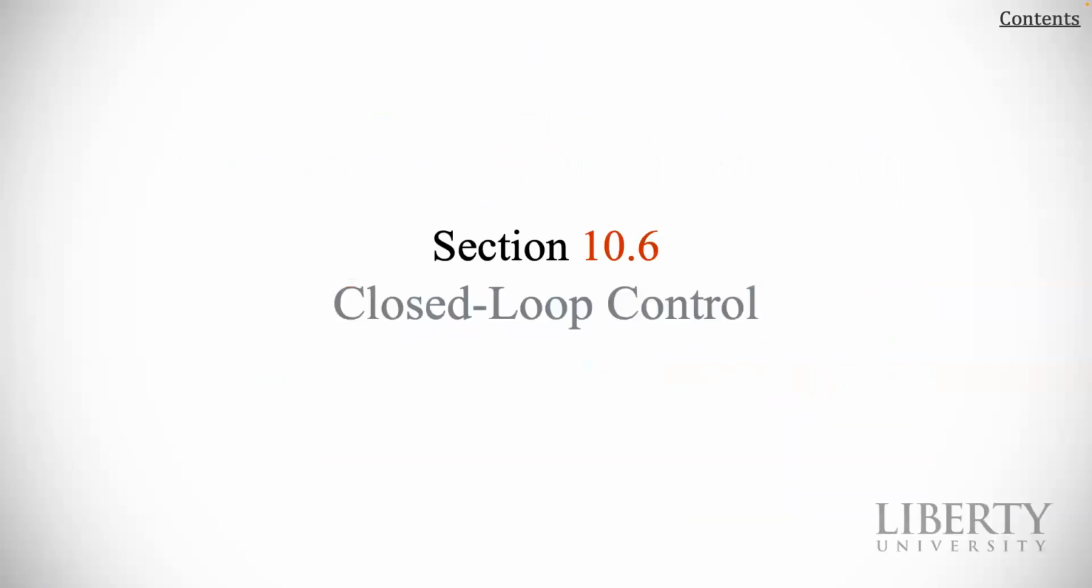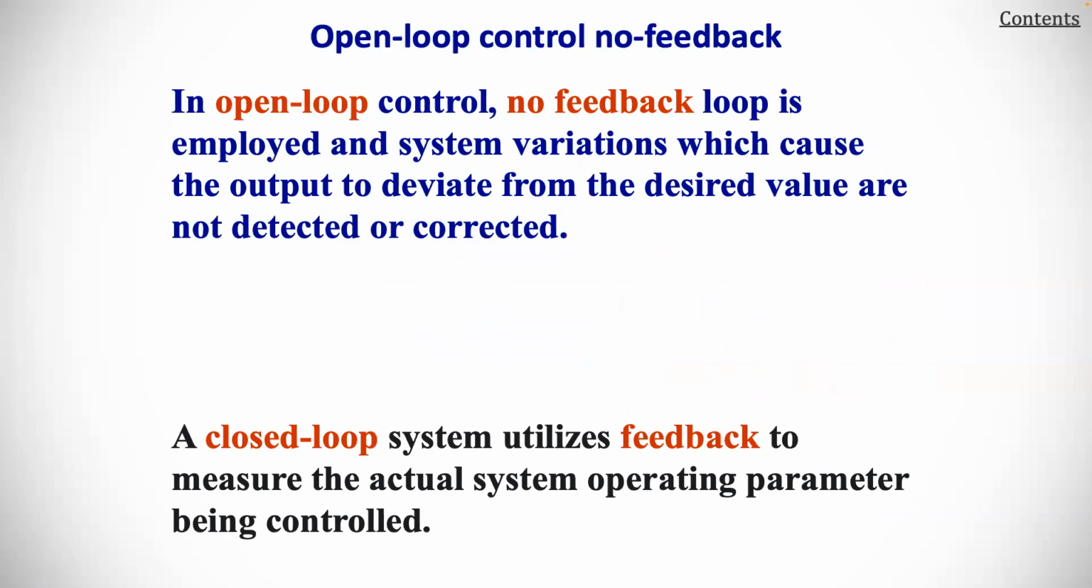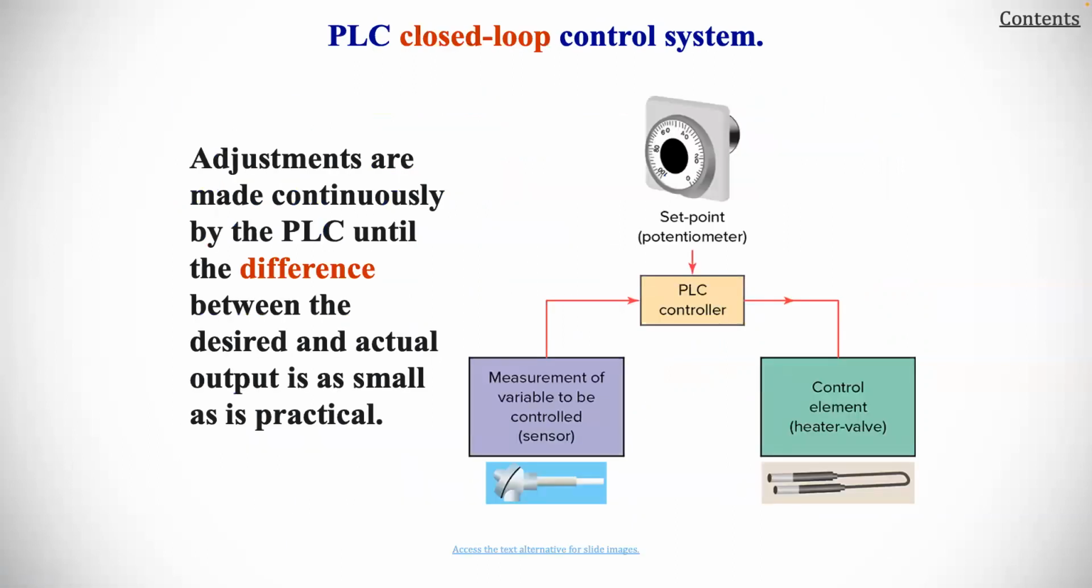Next, talking about closed loop control. In open loop control, no feedback loop is employed, and the system variations which cause the output to deviate from the desired values are not detected or corrected. On the other hand, a closed loop system utilizes feedback to measure the actual system operating parameters being controlled, which is a very useful feature.